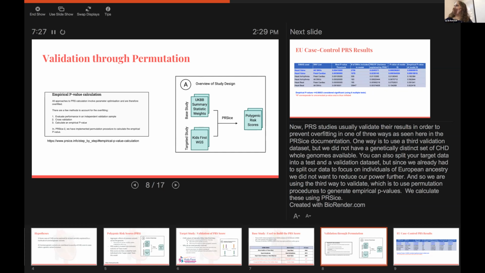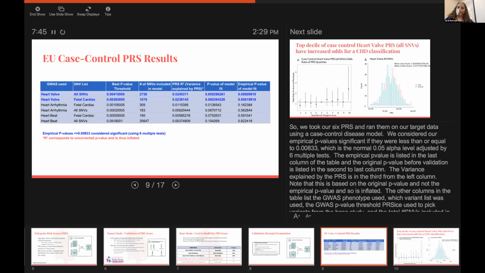And so we are using the third way to validate, which is to use permutation procedures to generate empirical p-values. And again, we calculated these using PRSice-2. We generated PRS and ran them on our target data using a case-control disease model. We considered our empirical p-values significant if they were less than or equal to 0.05 adjusted by 6 multiple tests, or 0.00833.